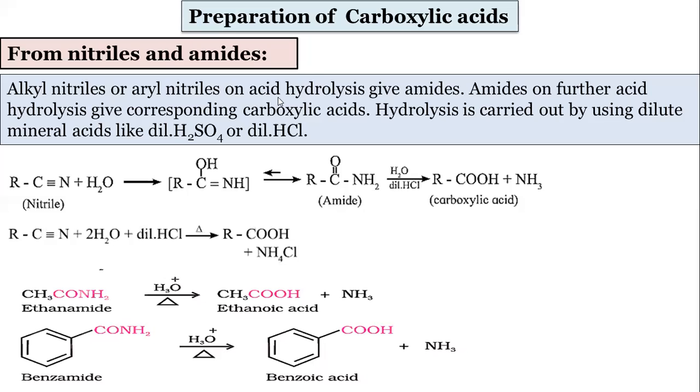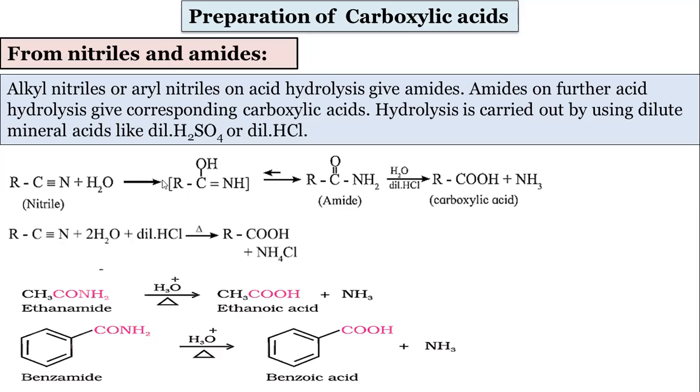So first we will discuss one example. Alkyl nitriles or aryl nitriles. Alkyl means aliphatic and aryl means aromatic nitriles. On acidic hydrolysis they give amides first. Amides are the functional group RCONH2. So this amide is formed first. Amides on further hydrolysis give carboxylic acids. This hydrolysis is carried out by using dilute mineral acids like H2SO4 or HCl.